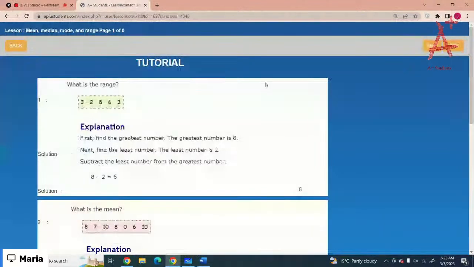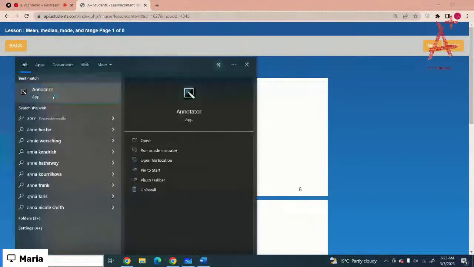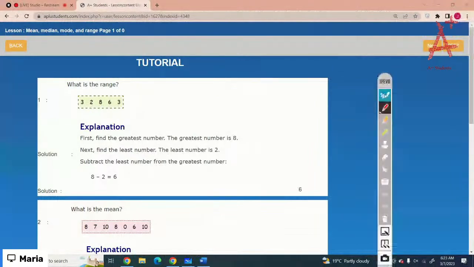Okay, the first one is, what is the range of the data? Calculating the range of the data is very easy. You have to find the greatest number in the data. The greatest number in the data is 8. Then you have to find the least number in the data. The greatest one is 8, the least one is 2. Just subtract the least number from the greatest one. So 8 minus 2 is 6. That means the range of the data is 6. Got it?